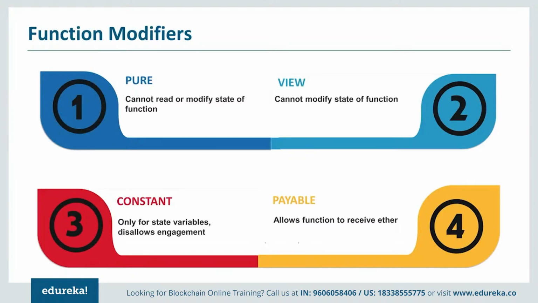Then we have function modifiers. Now Solidity comes with 4 pre-made function modifiers. Those are pure, view, constant, and payable. So pure functions are ones that cannot read or modify the state of a function. It is just a function that actually just accesses the data. Now then we have the view modifier, which means that the function can only view the data types of that contract. It cannot change the data types. Next we have constant for state variables, which disallow engagement. And last but not the least, we have the payable modifier, which allows a function to receive ether.